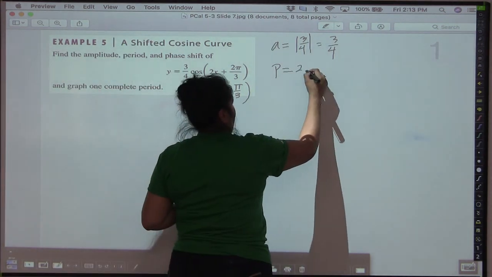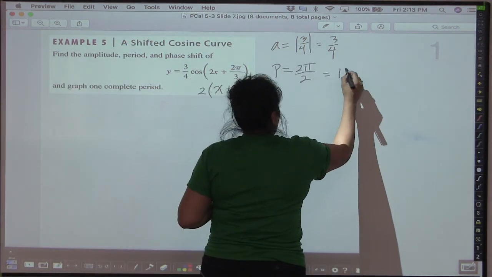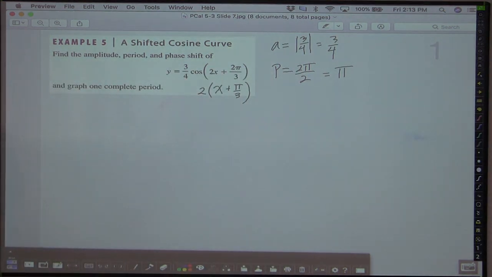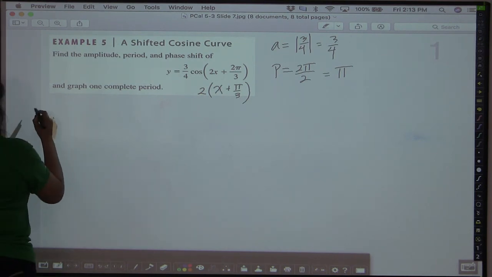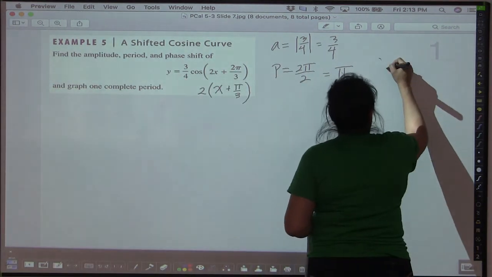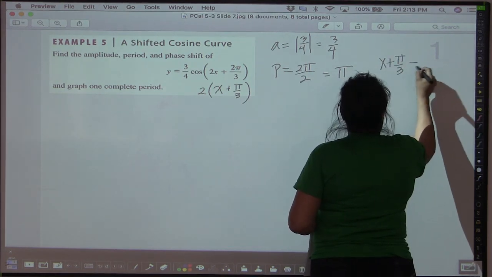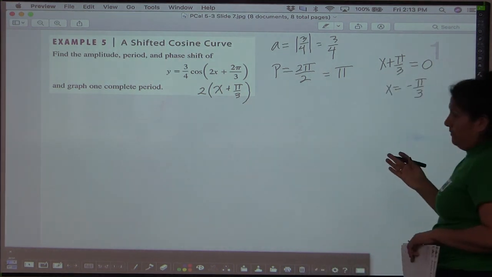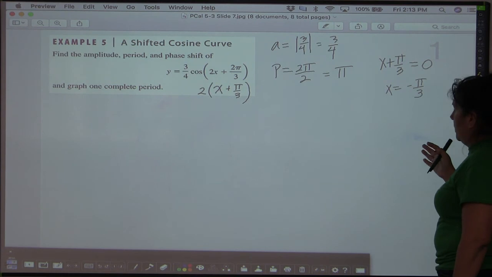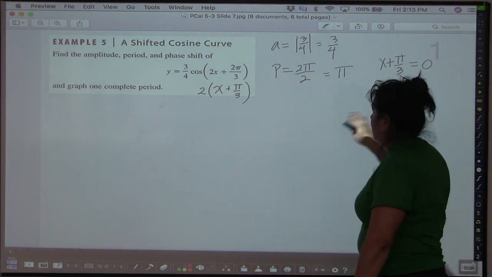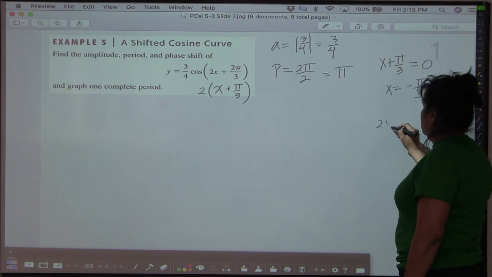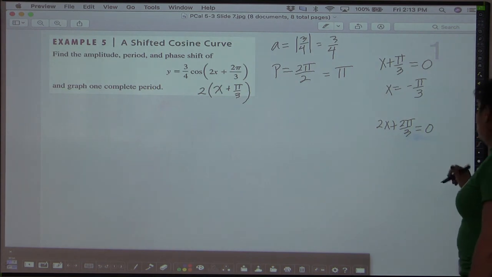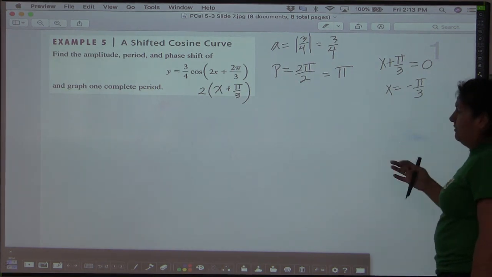So you're going to go 2 pi over b, which is 2 in this case, and you get that your period is pi. And then your phase shift, you can take your x plus pi over 3 equal to 0, and now you're going to start at negative pi over 3. So last time we started at positive pi over 4, this time we're starting at negative pi over 3. And remember that even if I hadn't factored it, I still could have done 2x plus 2 pi over 3 equal to 0, and I still would have gotten the same answer. So it doesn't matter that I factored it, just so that you don't have to factor it if you don't want to.